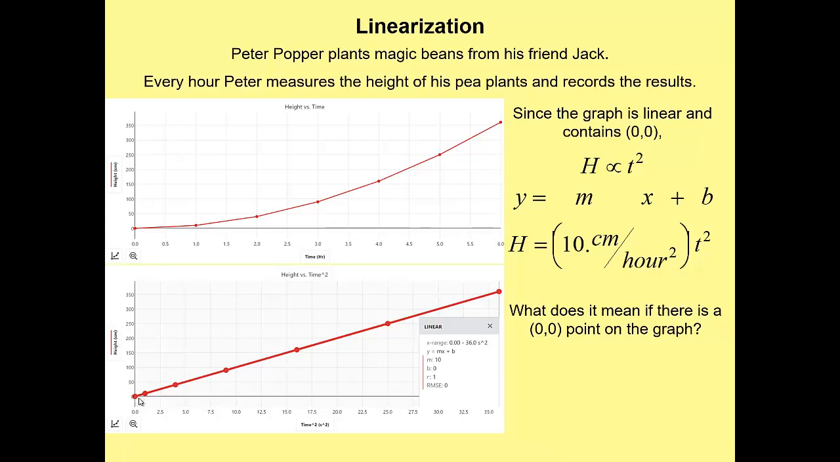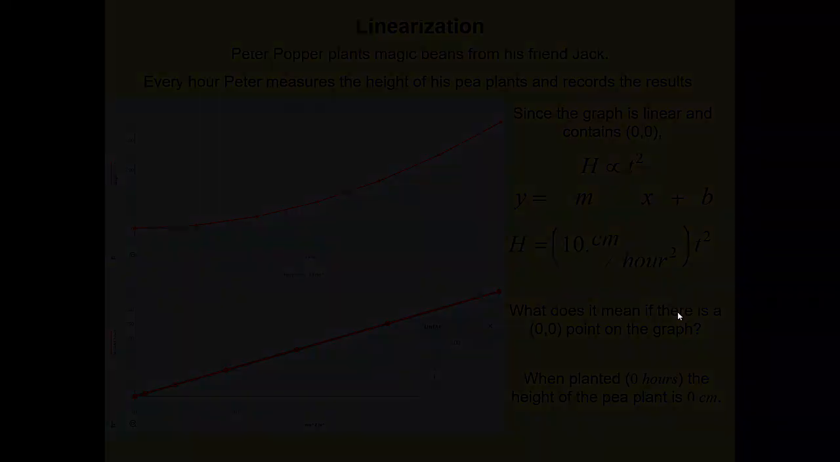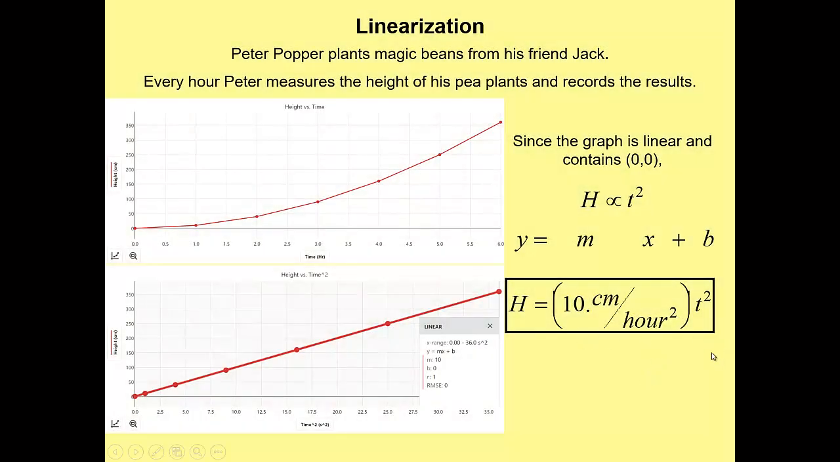Physically, what does it mean to have a 0, 0 point really on both these graphs? Well, it means that when time, or time squared, is 0, what's the height? It's also 0. So when you plant these things at 0 hours, the height of the pea plant is 0 centimeters. Right? That's what it actually physically tells you. And since we're planting beans, right, that makes logical sense. Well, you don't have to add on a 0. So there's our math model.